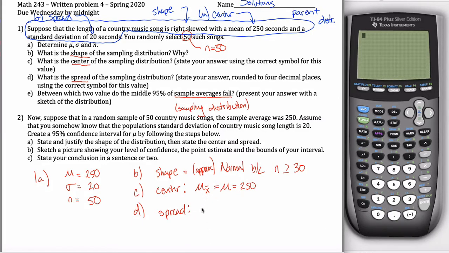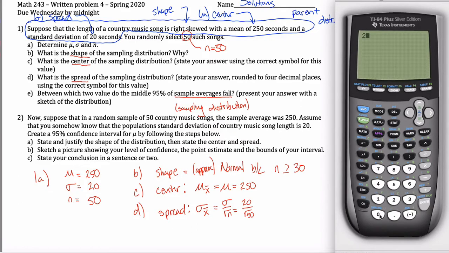There's also a symbol for the sampling distribution spread. It's kind of like the symbol for the parent distribution spread, except it has an x bar in the subscript for the same reason as it did up here. This one's a little bit harder. This one's not just equal to sigma. It's sigma divided by the square root of n. So in this case, it is 20 divided by the square root of 50. And typically, I just tell you, you can leave it just like this. Although in the specific one, it did say to round to 4 decimal places for some reason. I don't even know why I asked you to do that, but fine. Type it into your calculator. 20 divided by the square root of 50. And it looks like it's telling me that's 2.8284.